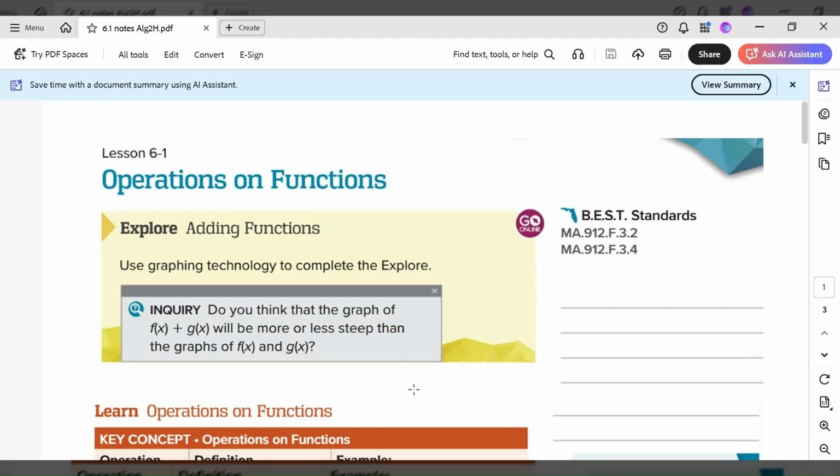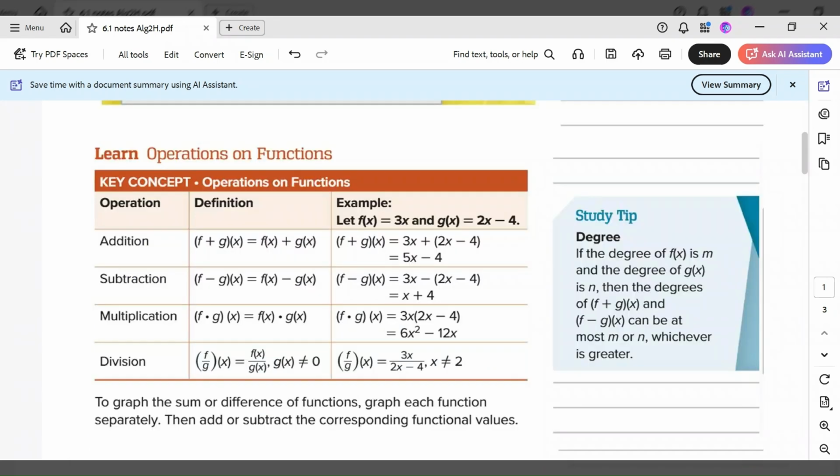Okay, so this is lesson 6.1, operations on functions. It's MA 912.F.32 and MA 912.F. So, some operations on functions. So we have our addition, subtraction, multiplication, division properties.